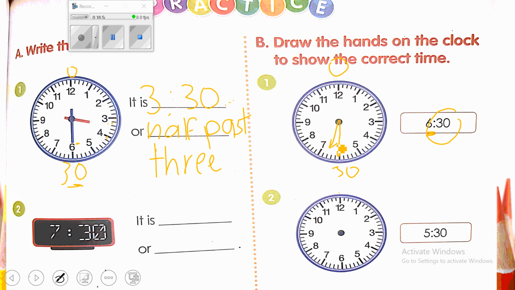Here is the digital clock. The same. I write the number 7 and how many minutes? 30 minutes. Or I can write word first in the word form. Half past, half past 7.